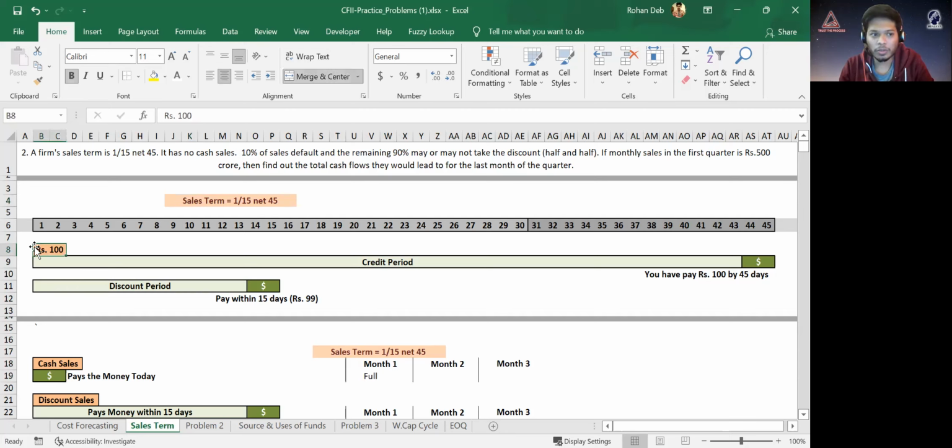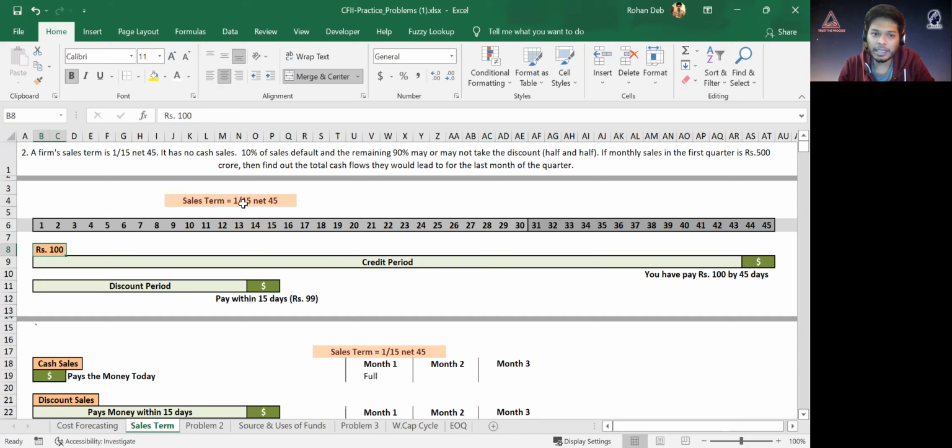I purchase something worth rupees 100 today, but the store gives me a credit of 45 days. So I purchase goods worth rupees 100, and I have to pay them within 45 days. It is a credit period. So this is where the money outflow goes.